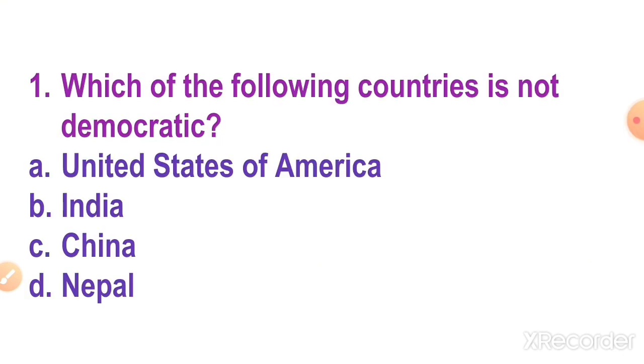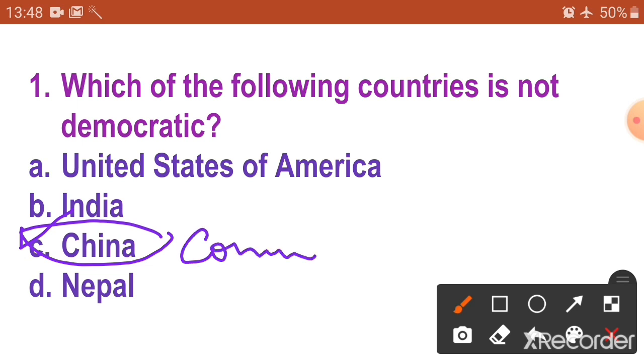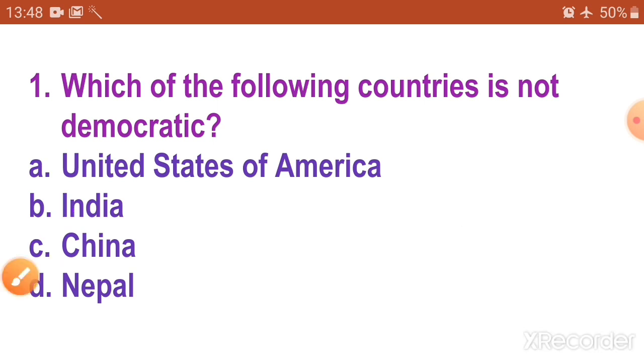Okay, the first one. Which of the following countries is not democratic? United States of America, India, China, Nepal. Yes, what do you say? We all know this answer. It is China. If China is not democratic, what is it? It is a communist country. Okay, so now we'll move on to the next one.